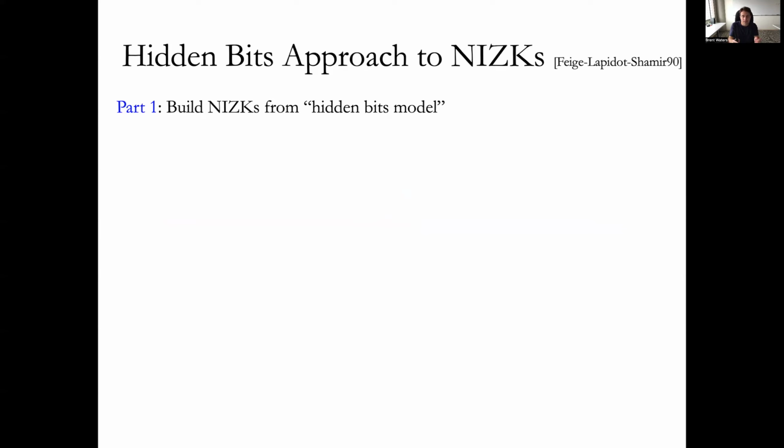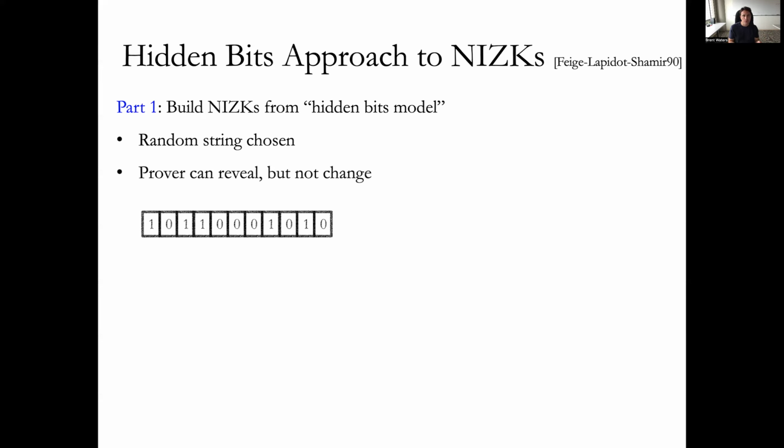Okay, so the first really foundational work in solving this for NP languages was due to FLS in 1990, where they showed how to build NIZKs in two parts. The first thing was that they introduced this idealized model called a hidden bits model, where a trusted party would choose and generate a random string. Now the prover with this string could choose to selectively reveal some of the bits, but importantly, it's not allowed to change any of them, and the remaining bits should remain hidden to the verifier.